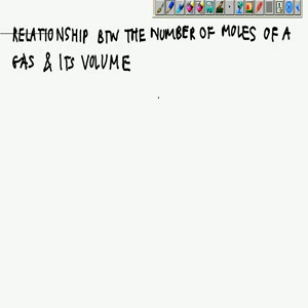Today we are very interested in finding out the relationship between the number of moles of a gas and its volume. But before that, we would like to think about some parameters of a gas. A gas would have volume, pressure, and temperature.